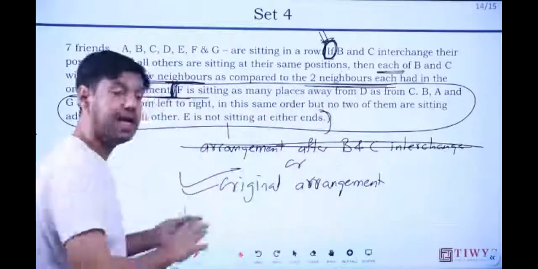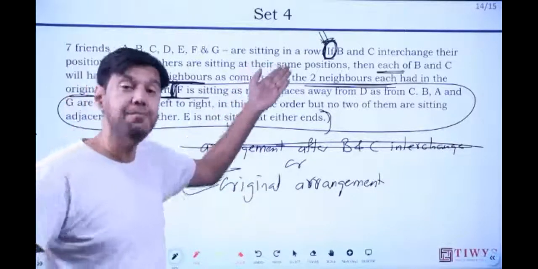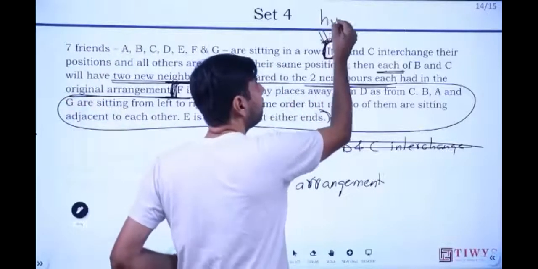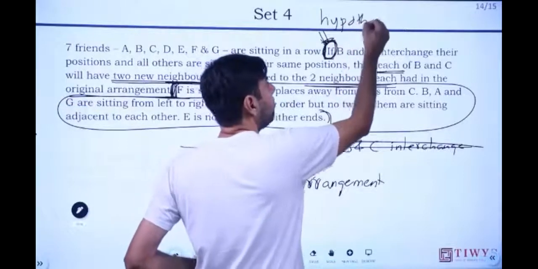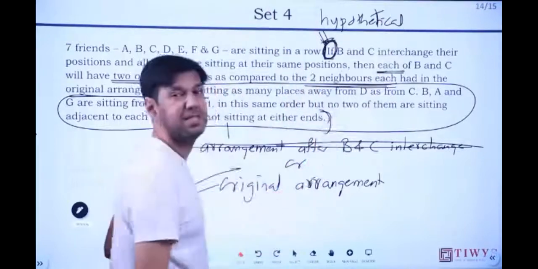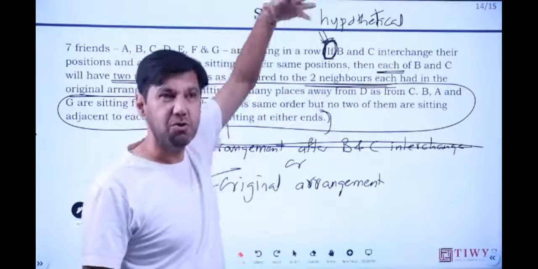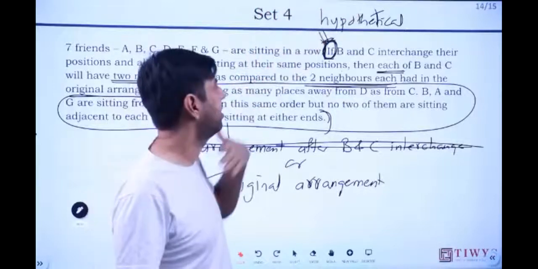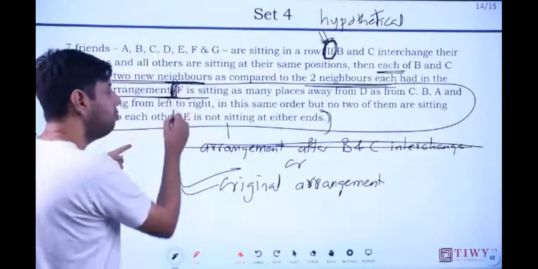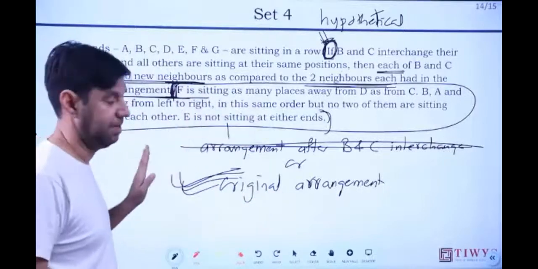ये B and C के change करने के बाद कोई arrangement नहीं है. वो तो एक hypothetical है. Do you understand? Hypothetical. Hypothetical means in your minds, if it happens. Hypothetical. Agar hota to, which I don't know the Hindi word for hypothetical there, right? So these all clues are about the original arrangement only.